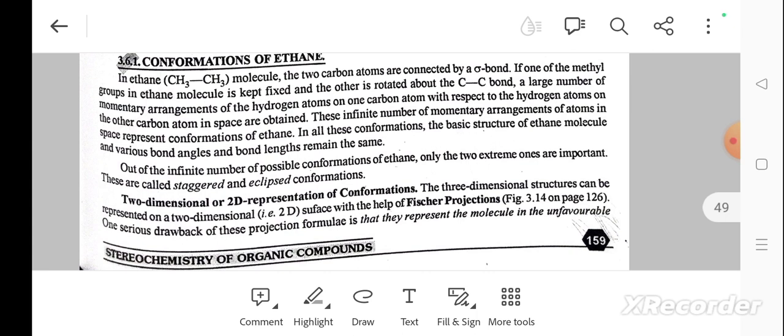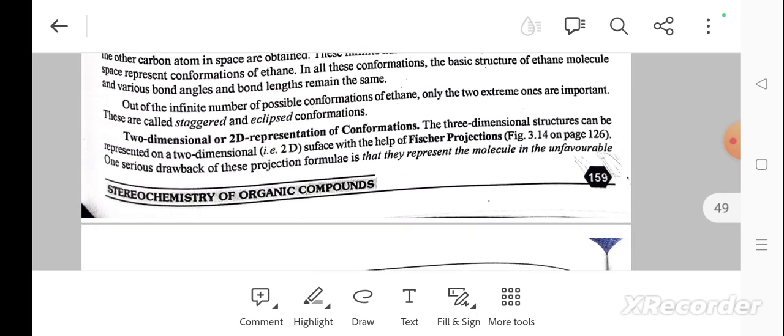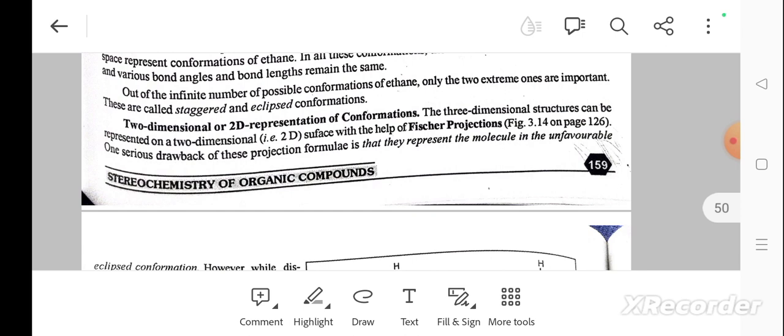These infinite numbers of momentary arrangements of atoms in space represent the conformations of ethane. In all these conformations, the basic structure of the ethane molecule and the various bond angles and bond lengths remain the same. Out of the infinite number of possible conformations of ethane, only the two extreme ones are important, and these are called staggered and eclipsed conformations.